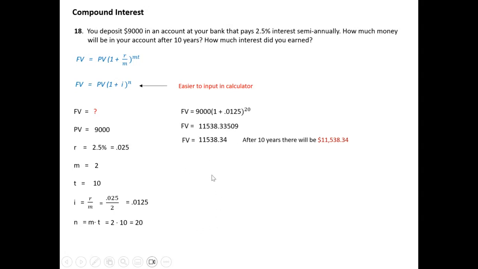Okay, so we subtract what you invested from what you got in the future, which was the 11,000 after 10 years. Right, so if we do that operation, it's going to give us $2,538.34. So this is how much interest you can earn under this situation in 10 years.